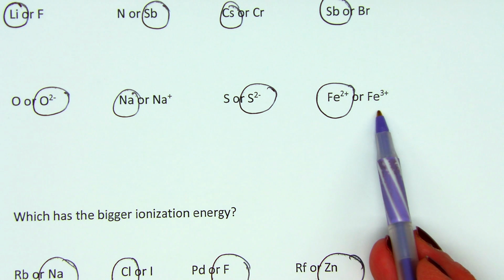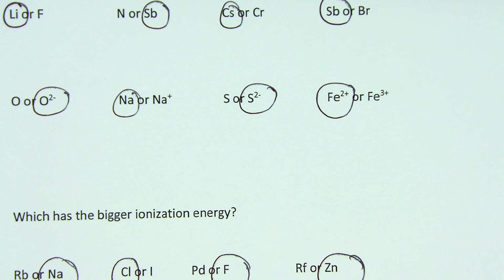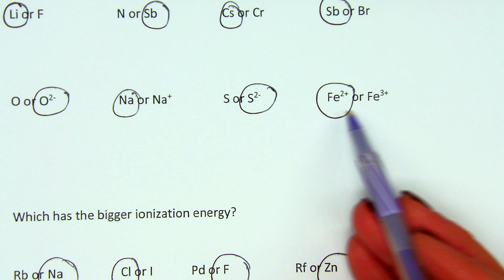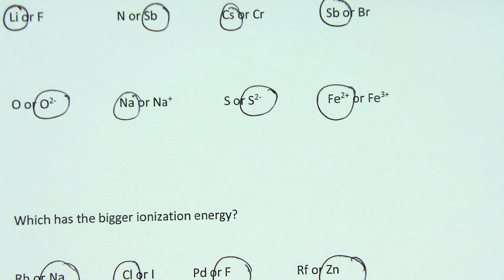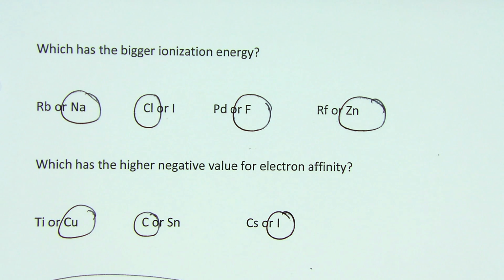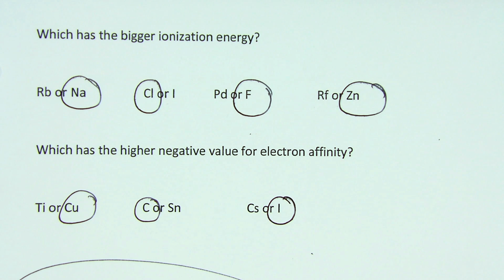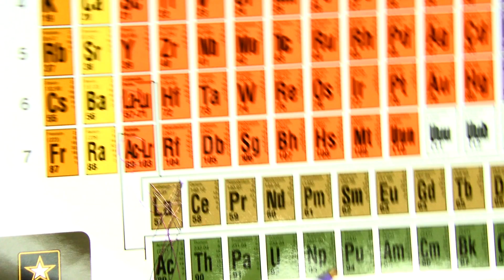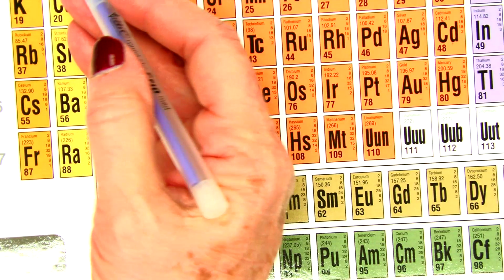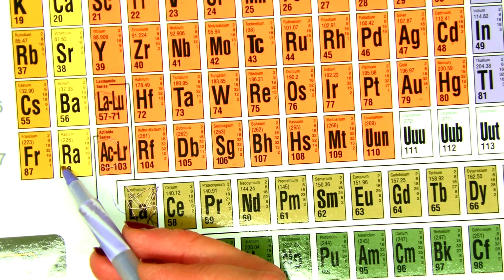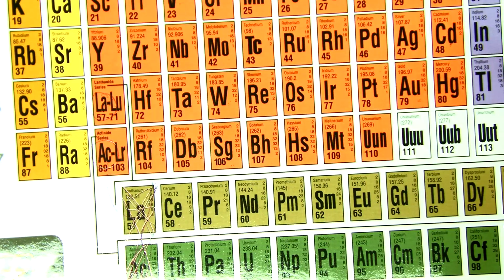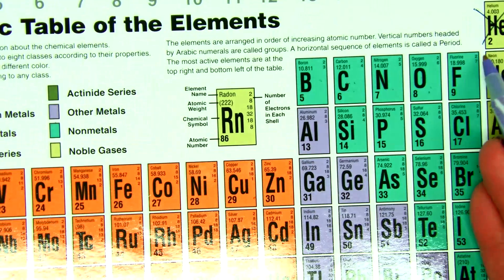Now, when it gets to iron 2 or iron 3, if we think that cations are smaller than the atom it came from, the more electrons I take away, the smaller it gets. Does that make sense? So iron 2 would be bigger than iron 3. Okay, again, which has the bigger ionization energy? Well, remember, ionization energies increase from bottom to top and left to right. So we have low ionization energies here and high ionization energies up here on the right-hand side.